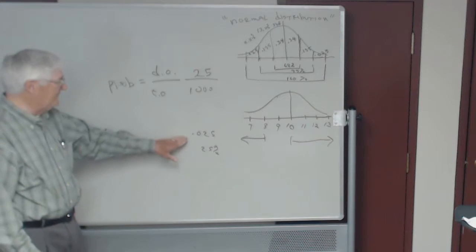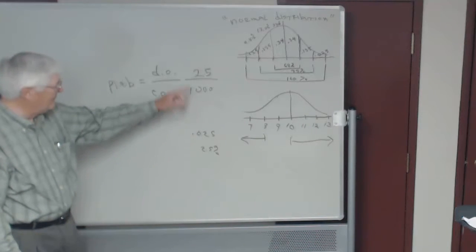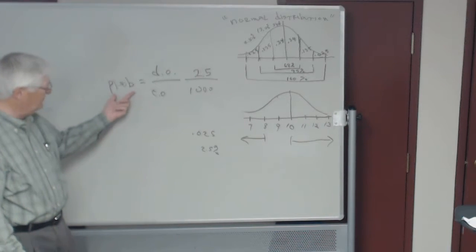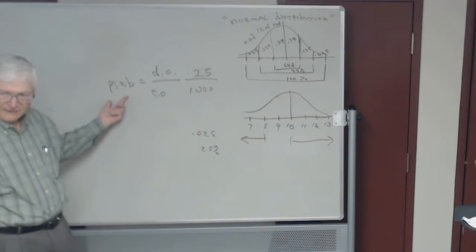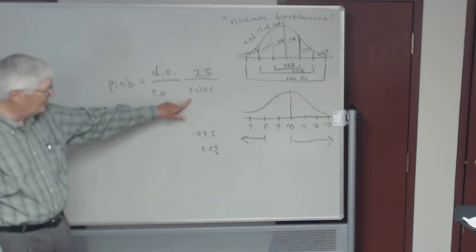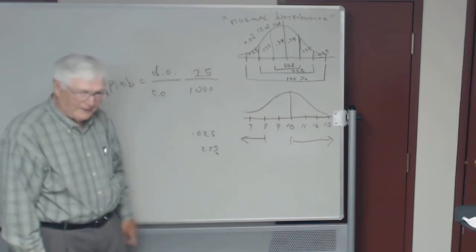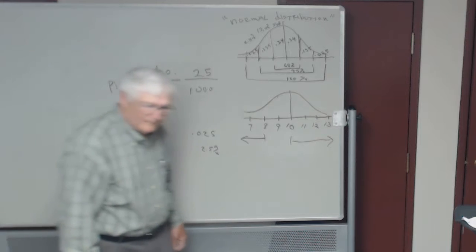See, when you look at this decimal, do you see how taking this decimal and turning it into a fraction helps you see the concept of probability? Out of 1,000 samples, 25 of them will have a breaking point below 8.